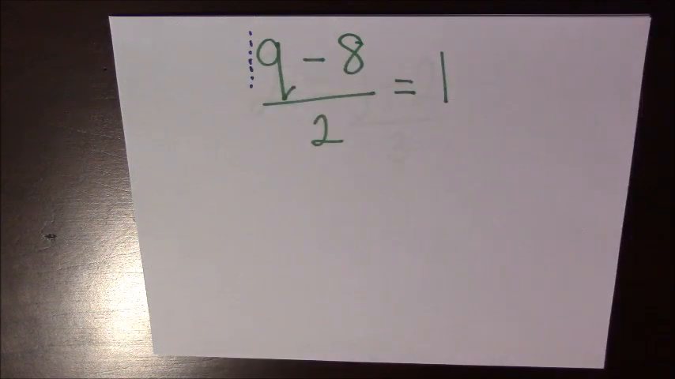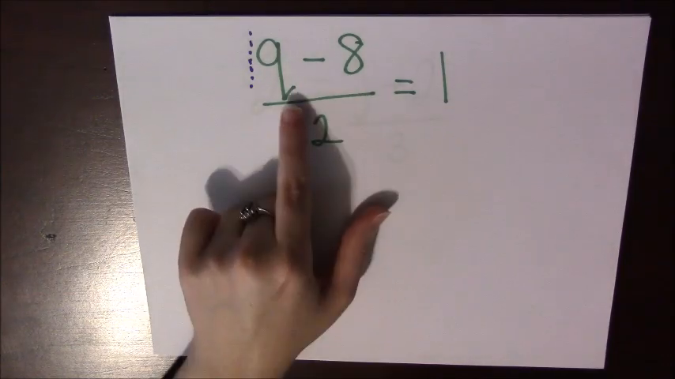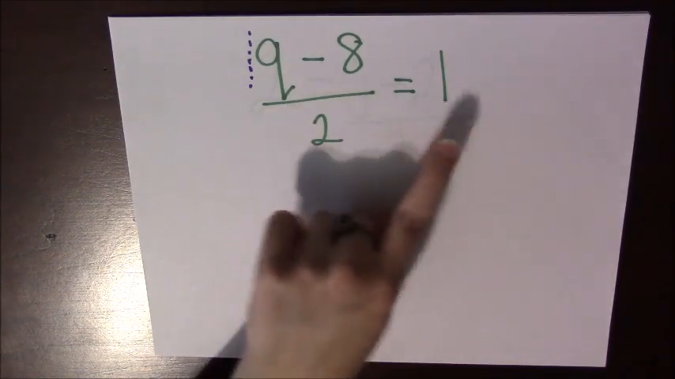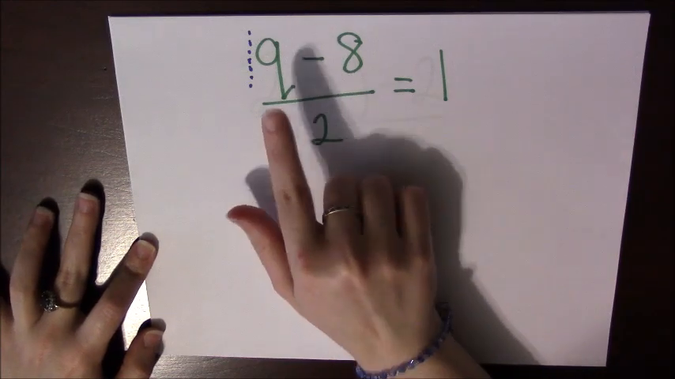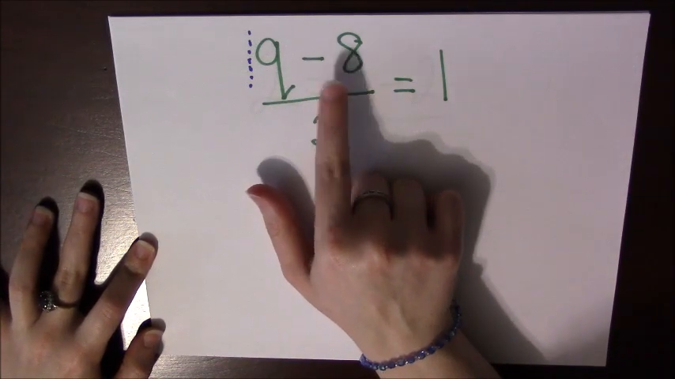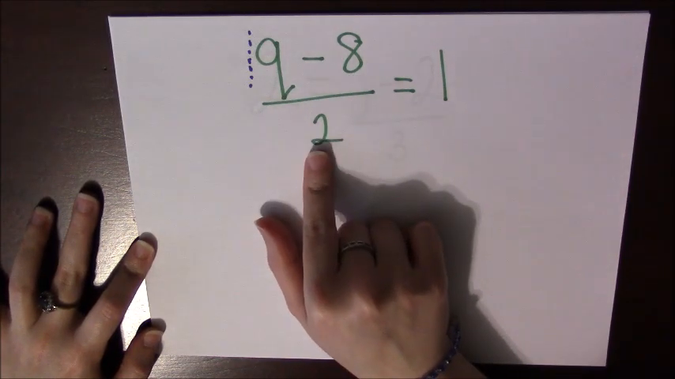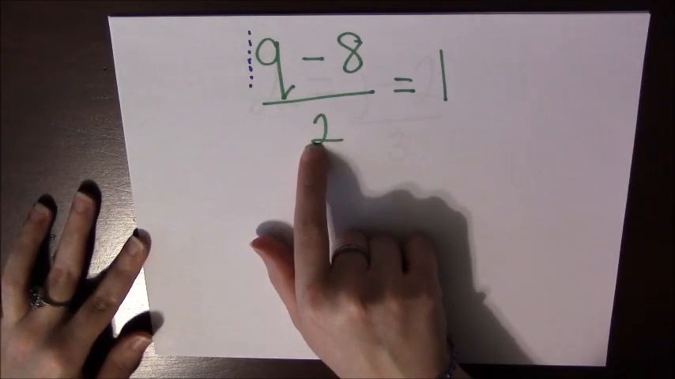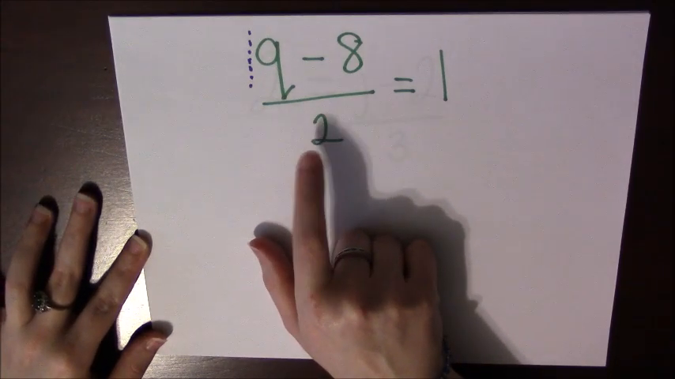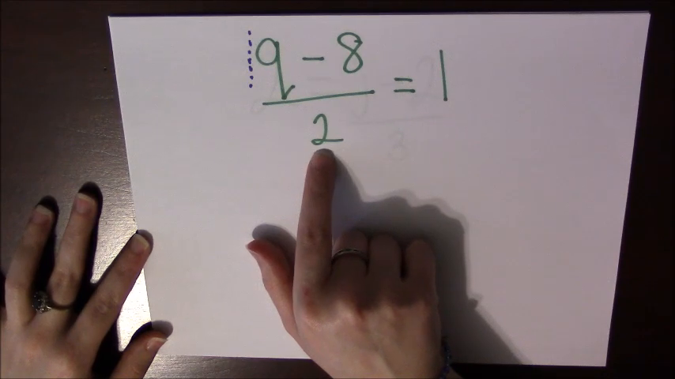So our first equation we're going to go through, we're supposed to read it. It says q minus 8 all divided by 2 equals 1. The reason why I said all divided by 2 is because both the q and the 8 are being divided by 2. So I have to remember that and keep that in consideration. Since that is happening, we have something special here that we need to do.